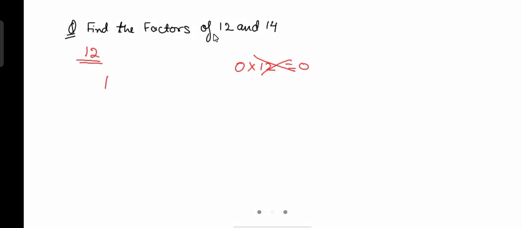Also, you should know this thing that every number has a smallest factor, and that is 1. Every number. If you talk about 2, 3, 4, 5, 6, any number, all of them will have a smallest factor, and that is 1. Did you know this thing? If not, then copy this down: every number has a smallest factor, and that is 1.